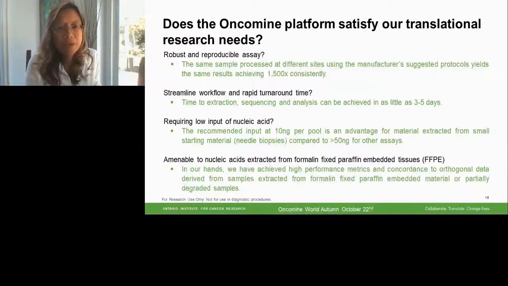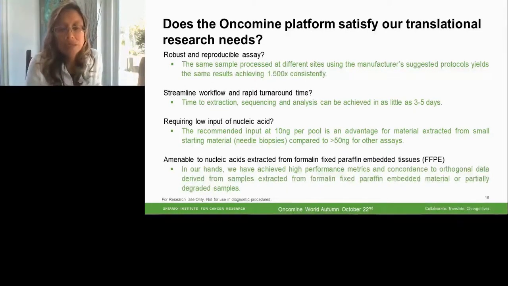So we go back to our question, does the Oncomine platform satisfy our translational research needs? Is the assay robust and reproducible? Well, we've demonstrated that the same sample processed at different sites using the manufacturer's suggested protocols yields the same results. Is the workflow streamlined, and does it offer rapid turnaround time? We've shown that the time to extraction, sequencing and analysis could be achieved in as little as 3 to 5 days.